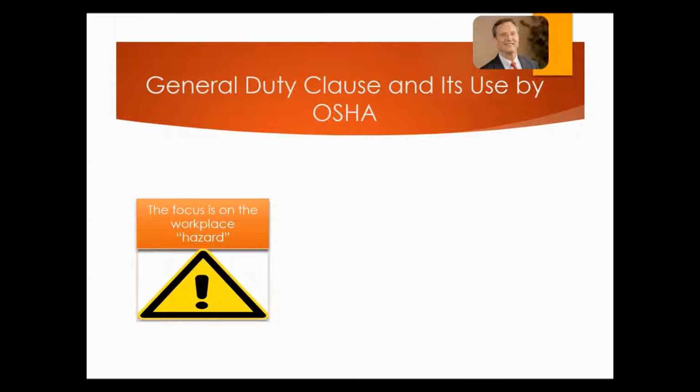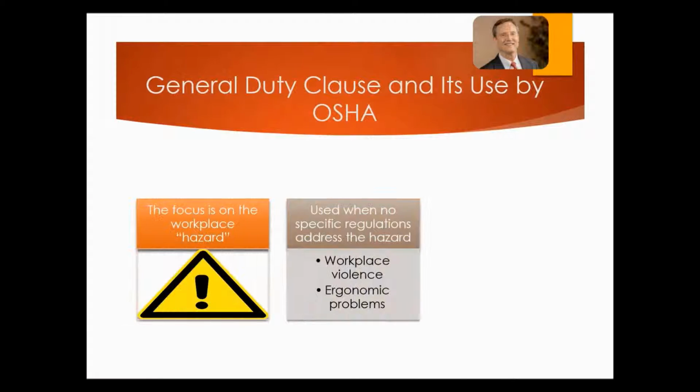Unlike specific regulations that will focus on the accident and how to abate a similar problem. Under the general duty clause, there's a focus on the overall hazard, and the employer then can determine how to prevent and cure that hazard. This clause is used when there is no specific regulation to address the hazard. For example, what I just mentioned, workplace violence and ergonomic problems.